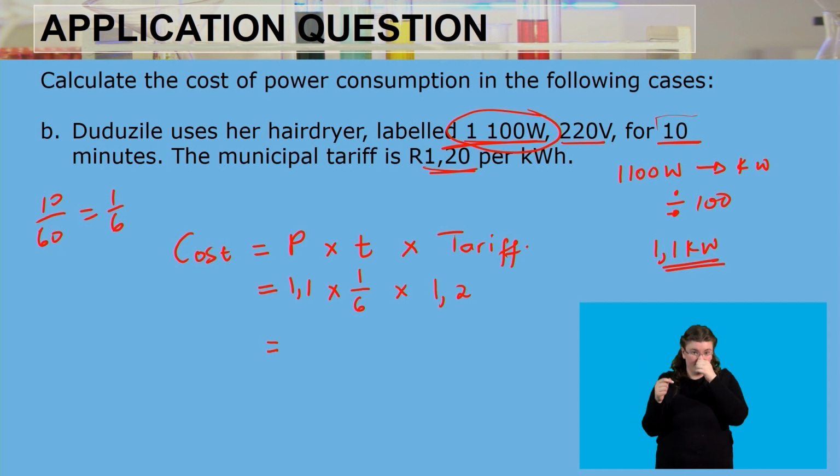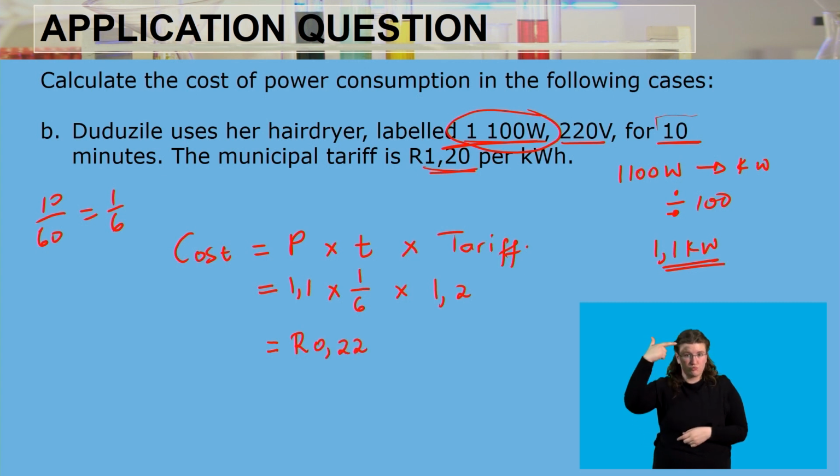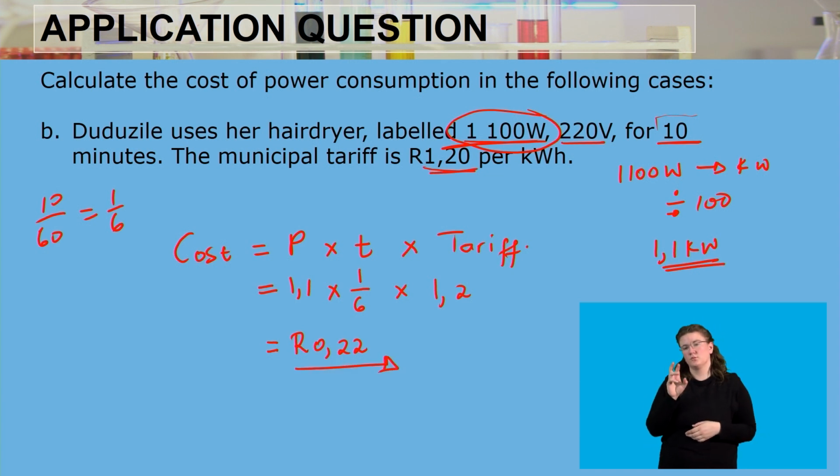So therefore, the cost of this electrical power consumption is going to be the 1,1 multiplied by 1 over 6 and then multiplied by 1 rand and 20 cents. And we are getting a cost of 0,22. So that means to use this hairdryer for 10 minutes at a tariff of 1 rand and 20 cents, it is going to cost you 22 cents to use it for 10 minutes.